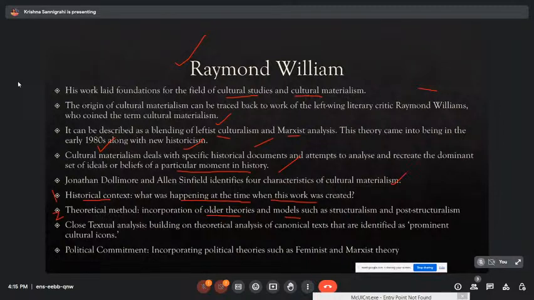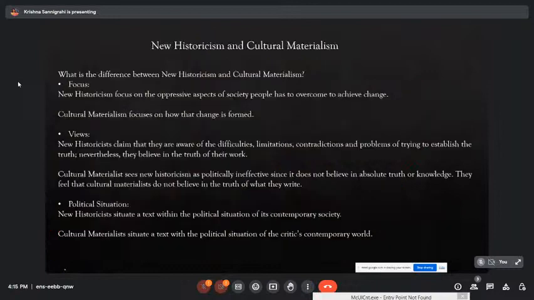Then comes what? Textual or close textual analysis. Close textual analysis is building on theoretical analysis of canonical texts. The important texts which are already read, are a part of the canon, are accepted as important texts that are identified as prominent cultural icons. And then the fourth is the political commitment, wherein incorporating political theories such as feminist and Marxist theory.